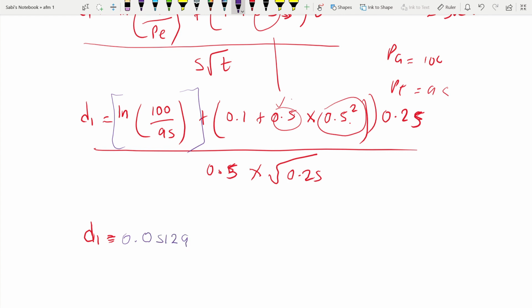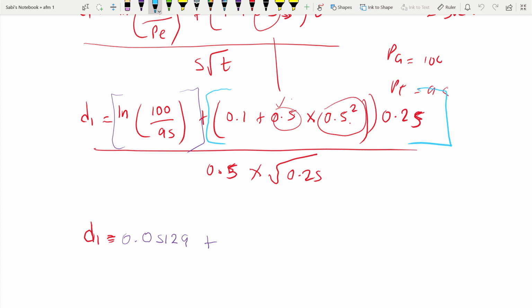0.05129. Let's take it to this much. The number is bigger, but it's okay. Plus. Now I'm going to use a different color, maybe blue color, to get this part. This whole thing. Okay. How are you going to do it?